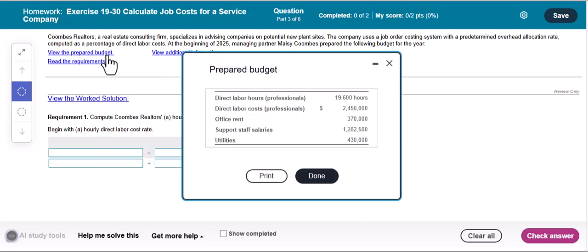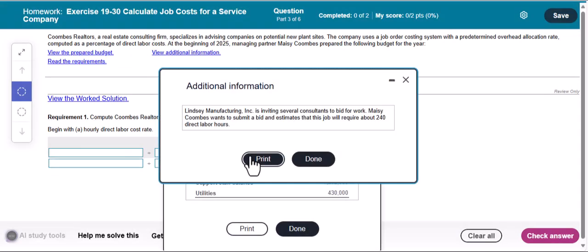So we can view the prepared budget here. And so these are all estimates. So the direct labor hours here are 19,600. These are professional direct labor costs here for 2.4 million. And then we have our indirect costs here, the office rent, support staff salaries, and utilities. So let's see our additional information.